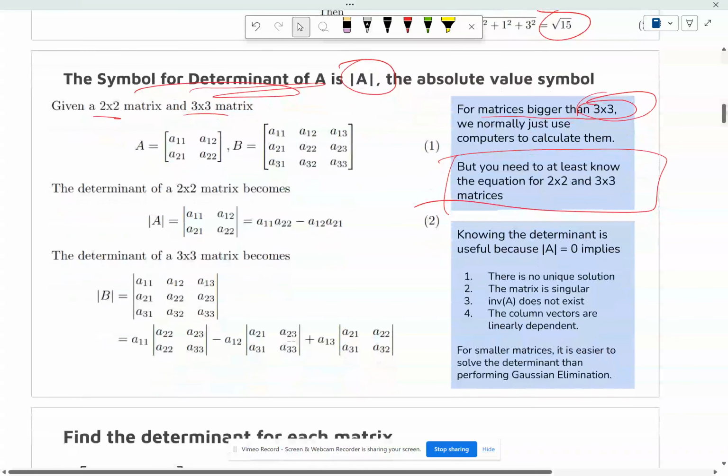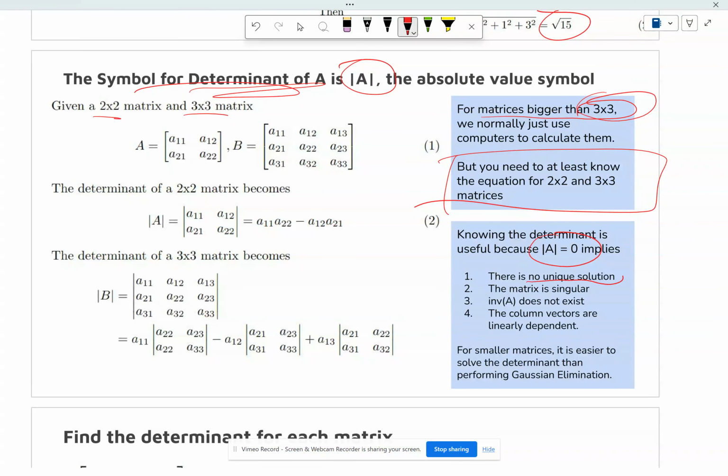And knowing when the determinant is 0: if the determinant of a matrix A is equal to 0, it actually tells us a lot of information about A. For example, we know that there's no unique solution, so a unique solution is not possible. The matrix is automatically singular, and the inverse of A doesn't exist. It tells us the column vectors are linearly dependent. So this one single test can essentially tell us a lot of information.